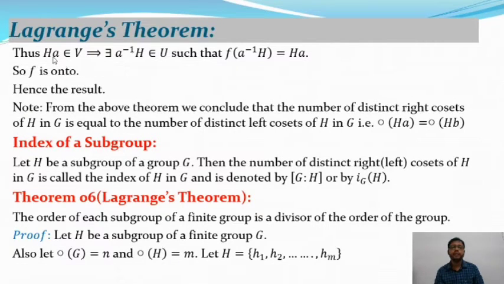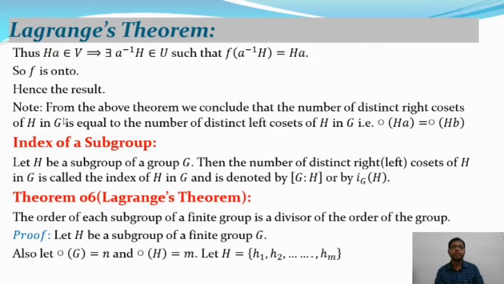So HA be the element in the codomain set of the mapping f from U to V, where U is the left coset and V is the right coset. So this implies there exists an element A inverse H which belongs to U, that means in the domain set, such that f of A inverse H is equal to HA. So f is onto. So hence the result. So f is 1-1 as well as f is onto.